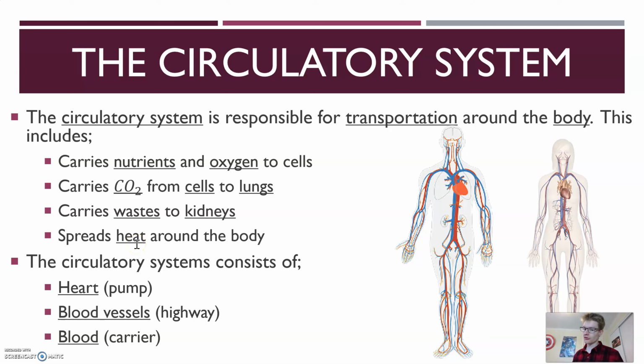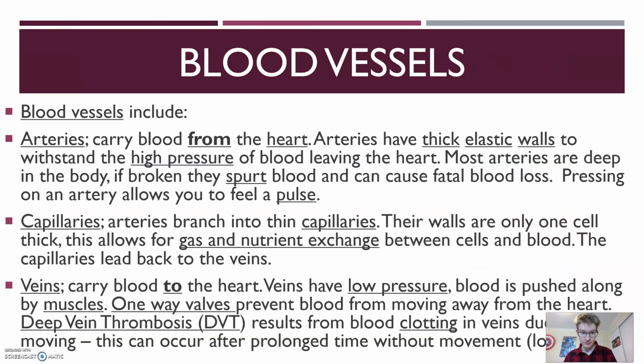So the circulatory system is made up of our heart, blood vessels, and blood. By the end of this lesson, I want you guys to understand those three things. I want you to understand the different types of blood vessels. I want you to understand the heart and what it's made of and all its different components. And I also want you to understand what blood is made of. So let's jump into it.